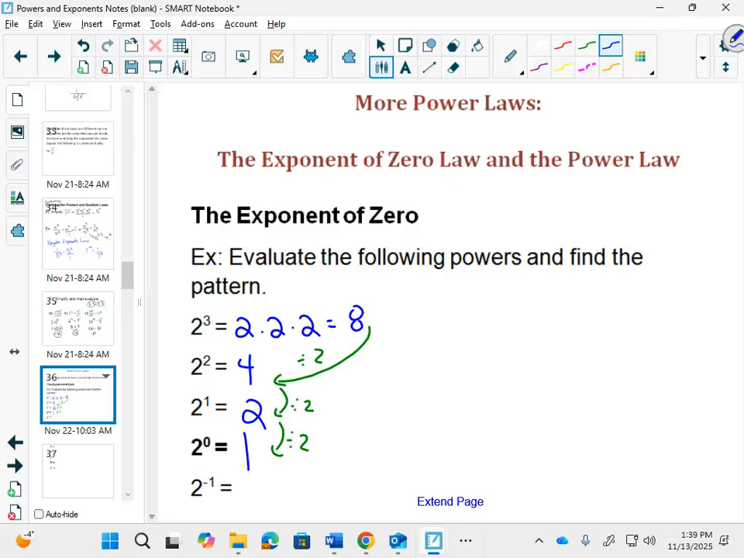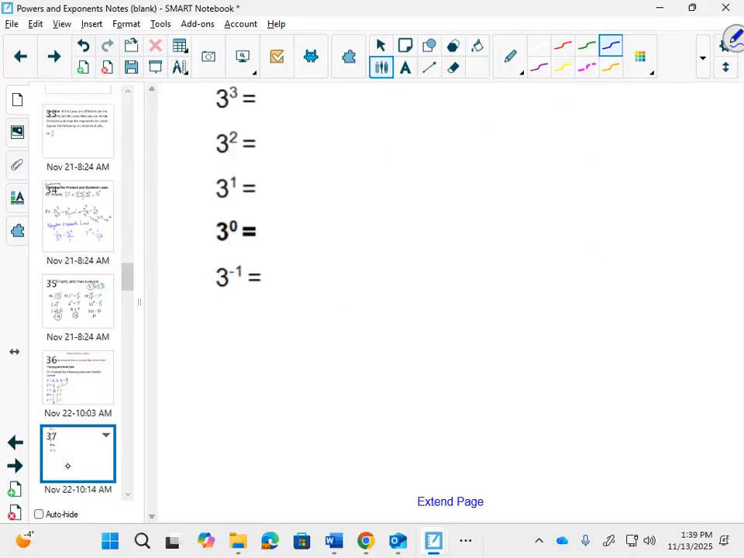And if you divide it by 2 again, what happens when you take 1 and you divide it by 2? You get 1 over 2, which is 1/2. Okay? Next one. 3 times 3 times 3 times 3.